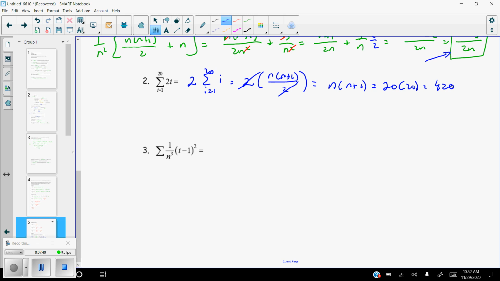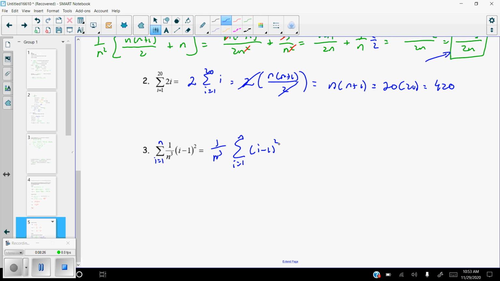Okay, number 3, not quite as short of a problem. We're going to do the sum. I guess I probably should have written on here, this should be i equals 1 to n. Not sure why I didn't put that on there. The sum from i equals 1 to n of 1 over n cubed times (i minus 1) squared. Again, remember that the i is the only thing that you're plugging numbers into, so the 1 over n cubed can be brought to the front. And then I've got (i minus 1) squared.